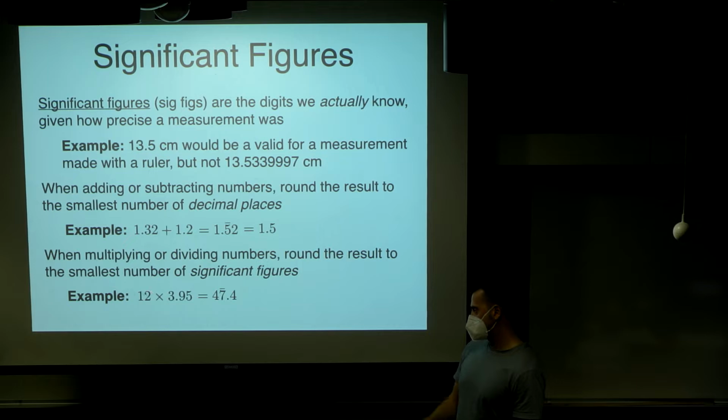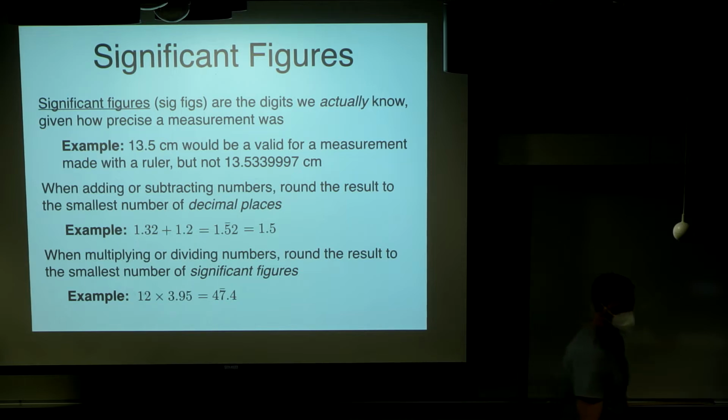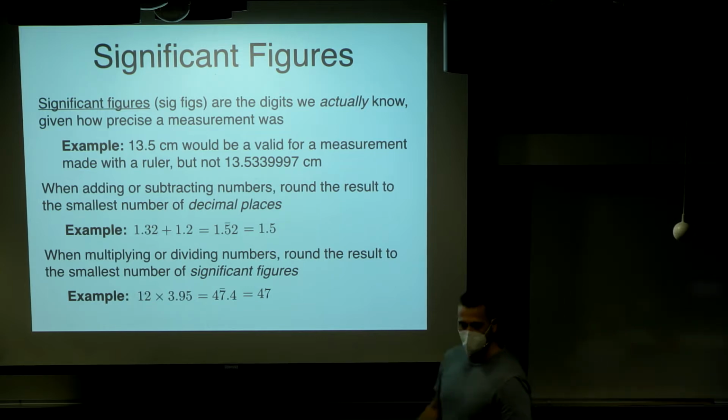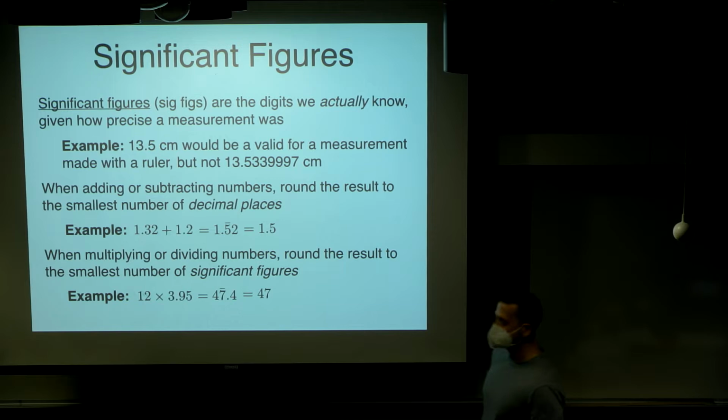But because the first number has 2 sig figs and the second number has 3, we round to 2 sig figs. That's the smallest number of sig figs out of those two numbers. So we put it at 47. Okay? So we all remember this stuff? All right, let's move on.